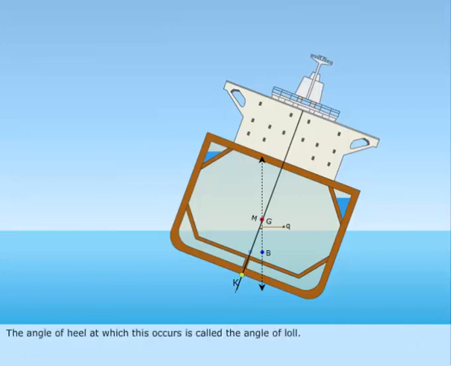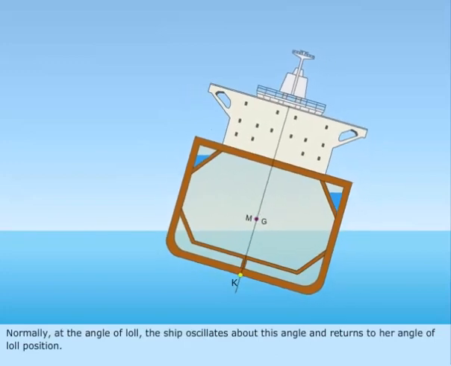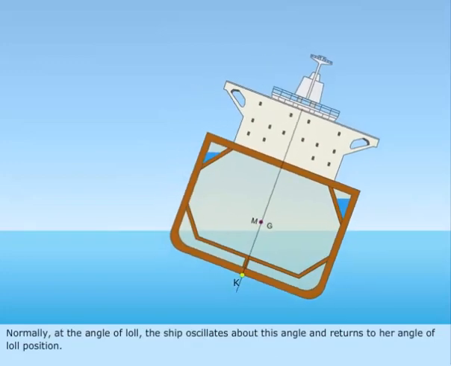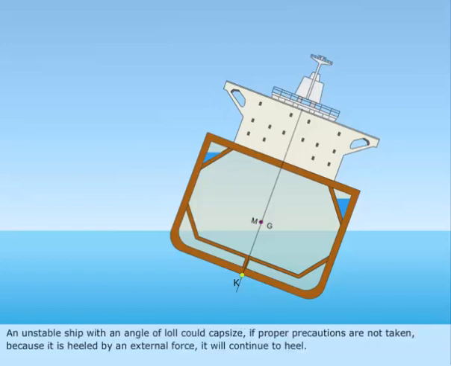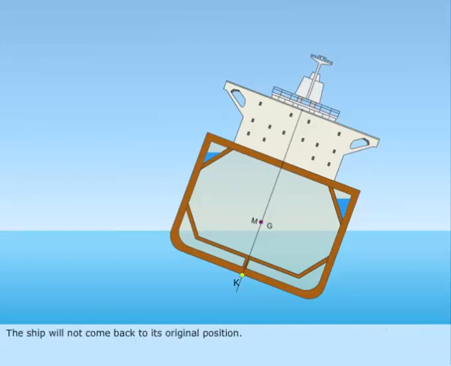The angle of heel at which this occurs is called the angle of loll. Normally, at the angle of loll, the ship oscillates about this angle and returns to her angle of loll position. However, even though the ship appears stable at this angle, this condition is dangerous and must be corrected. An unstable ship with an angle of loll could capsize if proper precautions are not taken. Because it is heeled by an external force, it will continue to heel. The ship will not come back to its original position.